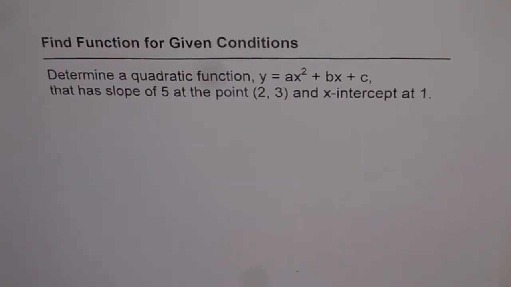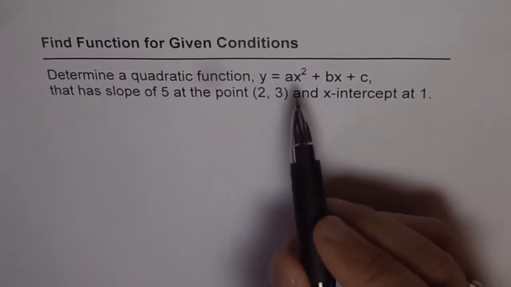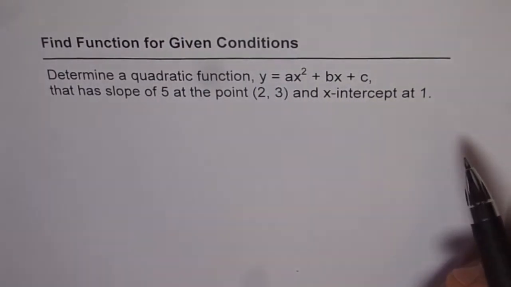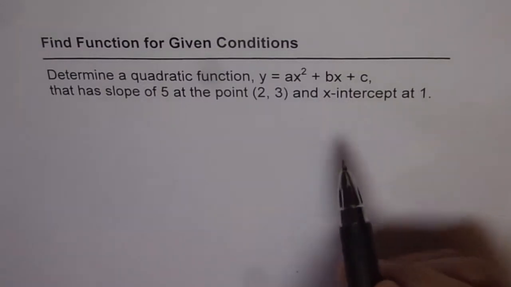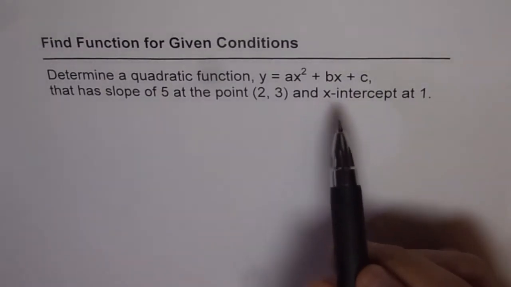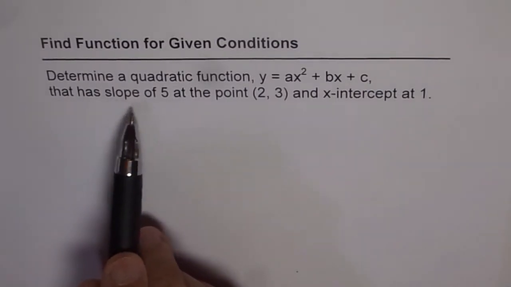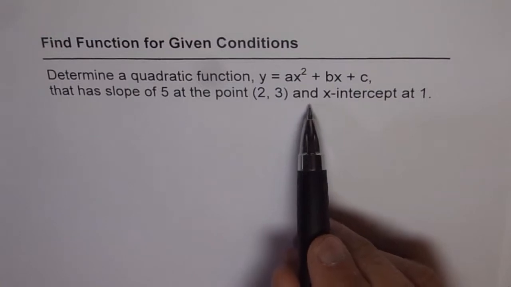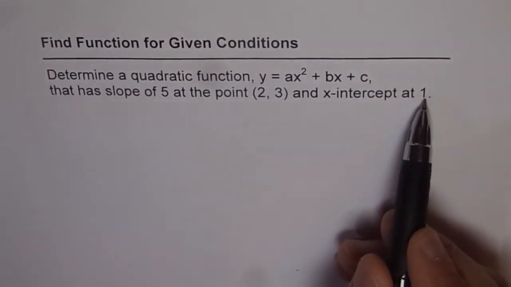Now we need to find a quadratic function in this form, ax squared plus bx plus c. It has 3 variables. Now to solve for it we need 3 equations. That is the first thing which we should know, right? And what we are given is condition 1, that it has a slope of 5 at the point (2, 3), and then x-intercept at 1.